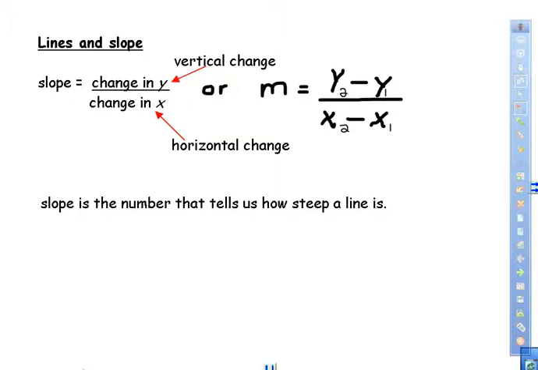All right, lines and slope. What I want you to do is go ahead and hit pause and copy this down. So go ahead and do that.